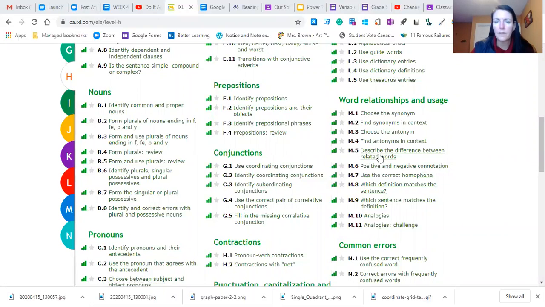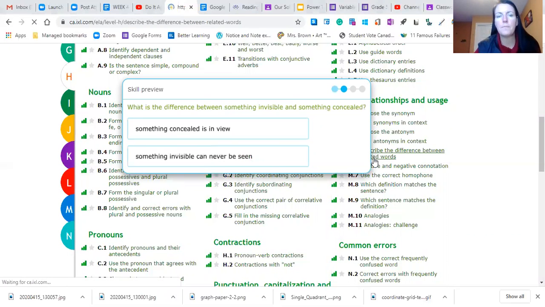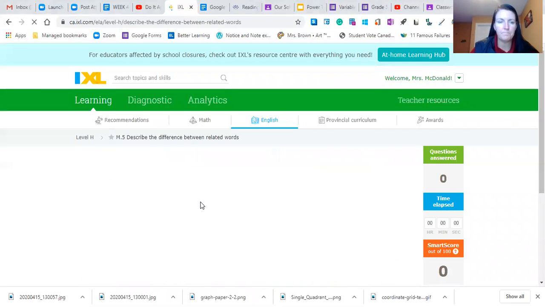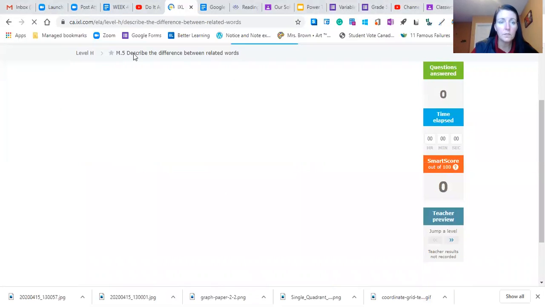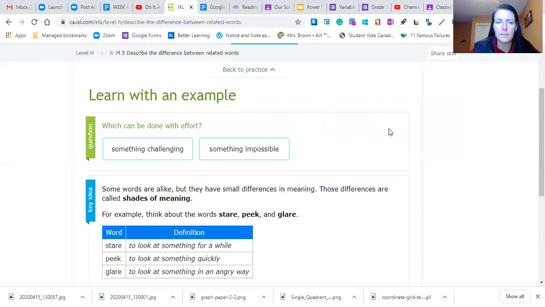So M5, describe the difference between related words. We're doing M5 and M6 today in your English. Let's have a look at that. Okay. So describe the difference between related words. Which is slower, right? Plodding or scurrying? Let's just look here at this example here.